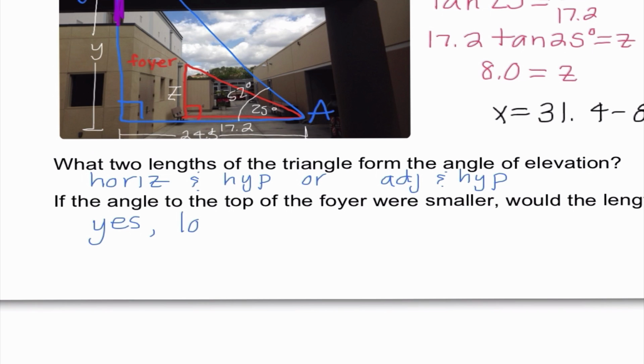It would be longer, because if the angle to the top of the foyer were smaller, that would make the foyer shorter, which in turn would make that ladder a bigger length. Okay, so we can kind of see that everything is relative based on the angle we are talking about.